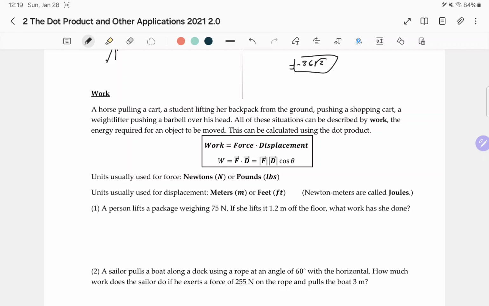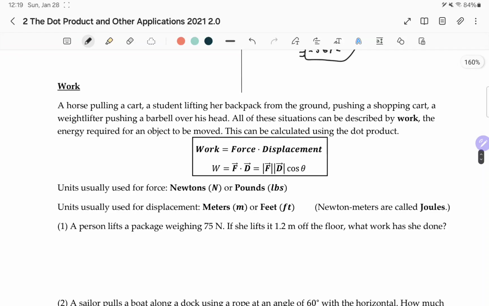a student lifting her backpack from the ground, pushing a shopping cart, a weightlifter pushing a barbell over set. All these situations can be described by work, which is energy. The ability to do work is energy. And this can be calculated using the dot product. So work is equal to force dot product displacement.